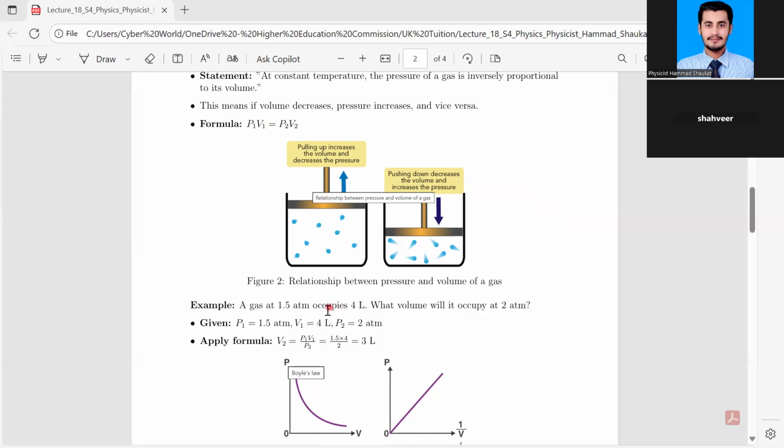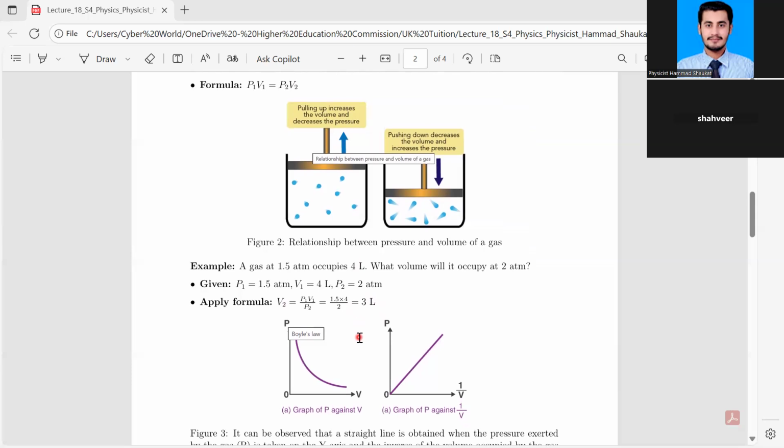Because initial volume V1 is given in liters, your final volume is also in liters. Volume is measured in liters, or meter cubed as well. Sometimes volume is measured in cubic meters and sometimes in liters.